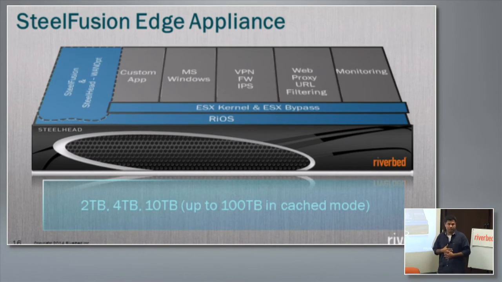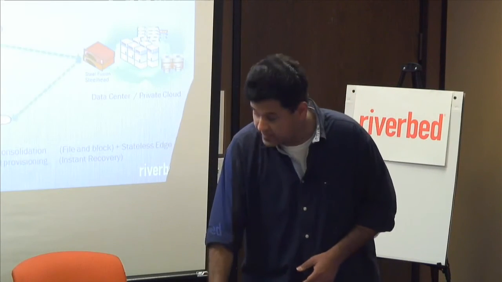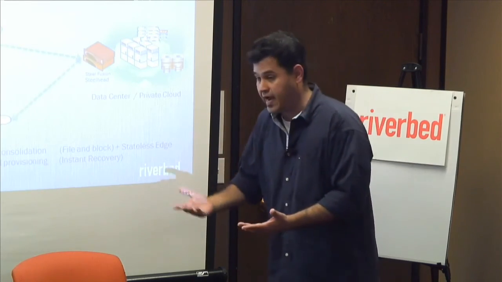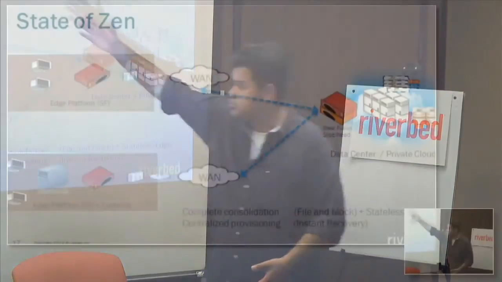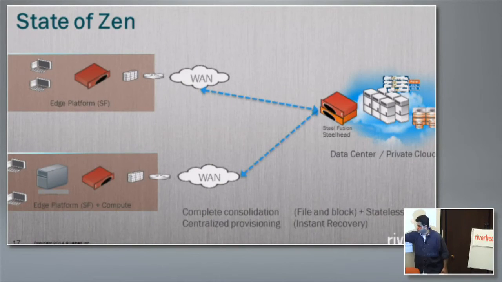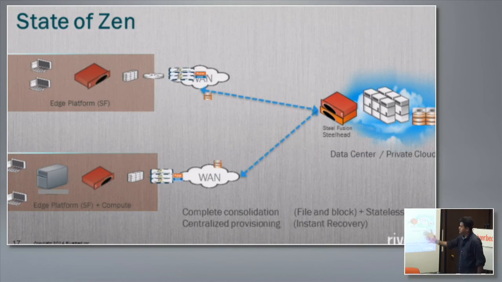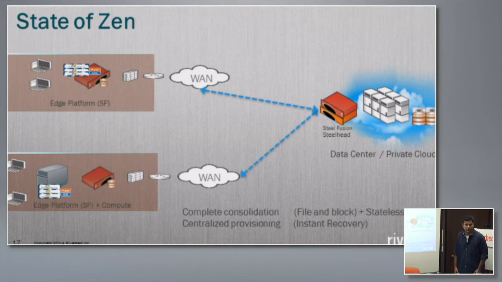Ideally, if you use our professional services, we'd like to define templates and boot those templates out to remote sites to massively automate the cycle. The state of Zen is what we want ideally to be at: stateless edges, nothing but a power cable and a networking cable. Anybody can plug that in. From the data center, we're able to push OS, applications, and virtual machines out to the edge.